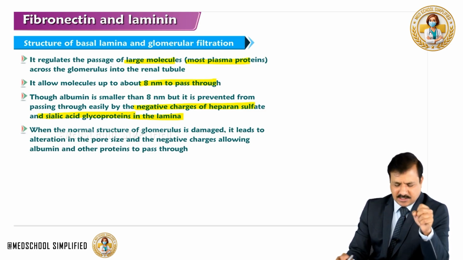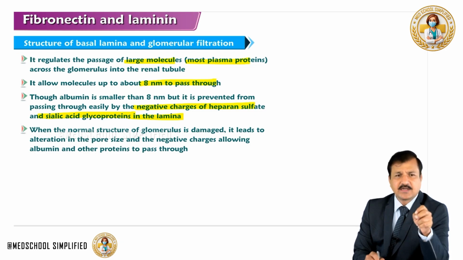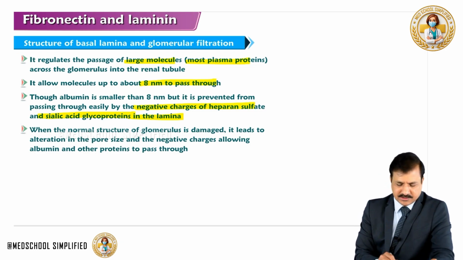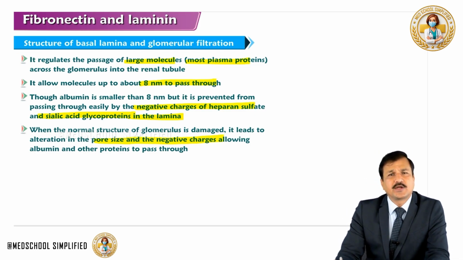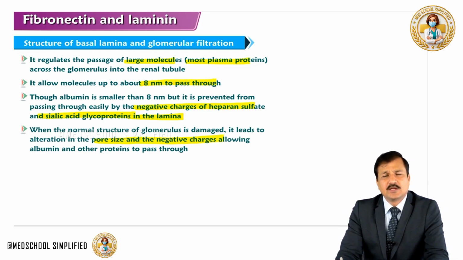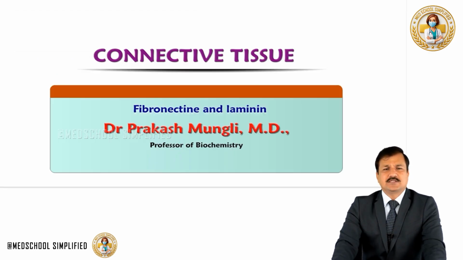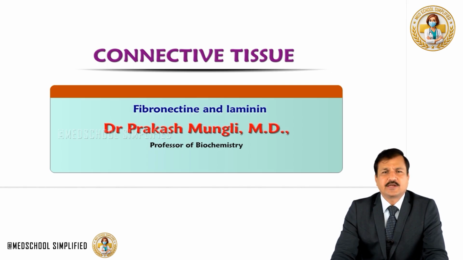When the normal structure of the glomerulus is damaged, it leads to alteration in the pore size and negative charges, allowing albumin and other proteins to pass through into the urine and thereby loss of proteins from our body. This is the role of fibronectin and laminin in the extracellular matrix of our cells.